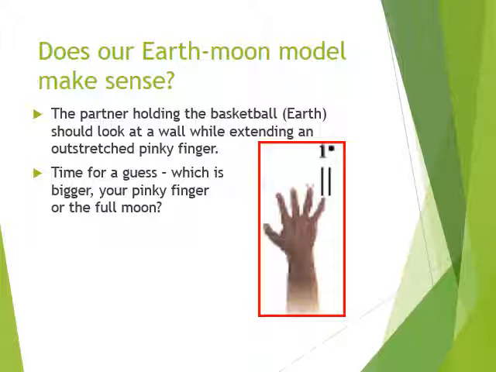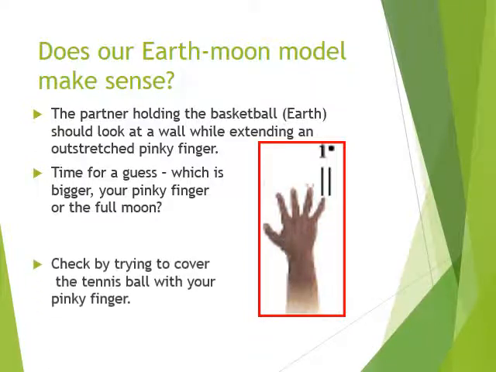One way of checking that out is the person who's holding the basketball should extend their arm and hold up a pinky and try to cover the tennis ball with the pinky. Because it turns out that your outstretched arm, the width of your pinky is about 1 degree. So if you started from your horizon and started stacking your pinkies, you should be able to go about 90 times to go straight overhead to your zenith, or 180 times from your southern horizon to your northern horizon.